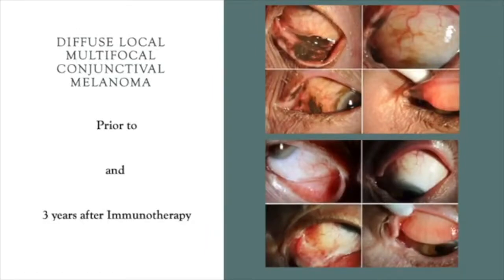These images show a patient with diffuse multifocal conjunctival melanoma. I offered him exenteration, and he refused. He did, however, consent to systemic immunotherapy, and after 3 years and going, he has no evidence of either recurrent or residual disease.